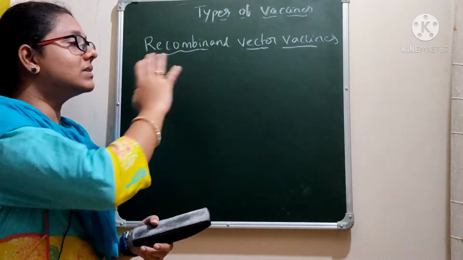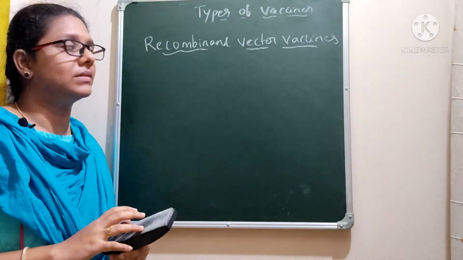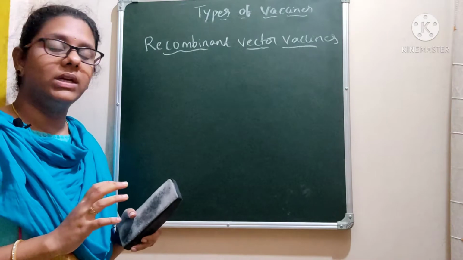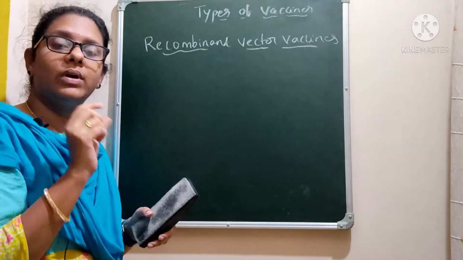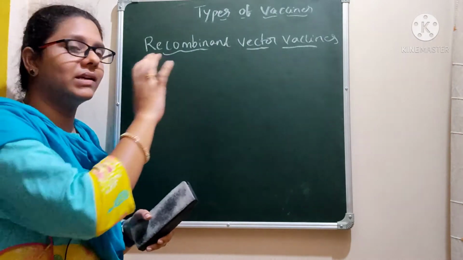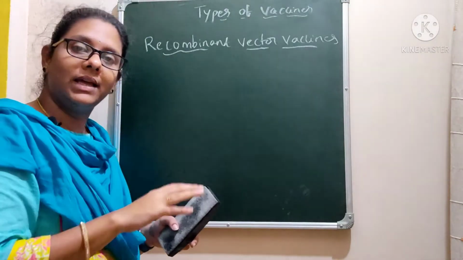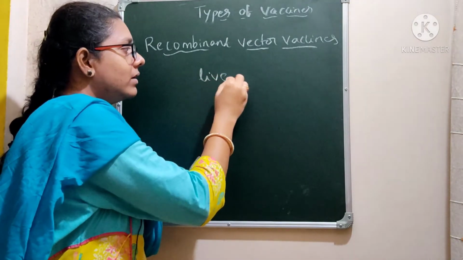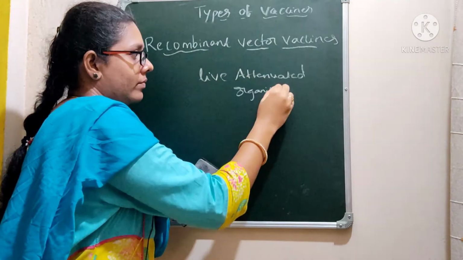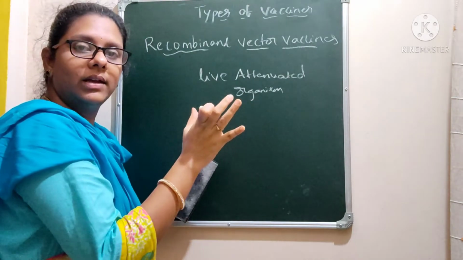Another type of vaccine is the recombinant vector vaccines. Here what we actually do is, again with the help of rDNA technology, isolate a gene that expresses the antigen. Then that gene is introduced into a live attenuated organism. Hope you are clear here.